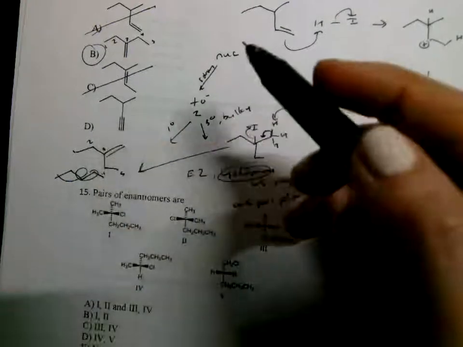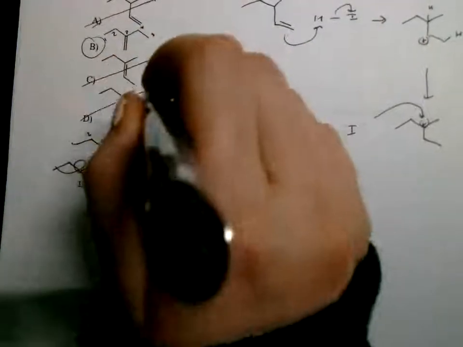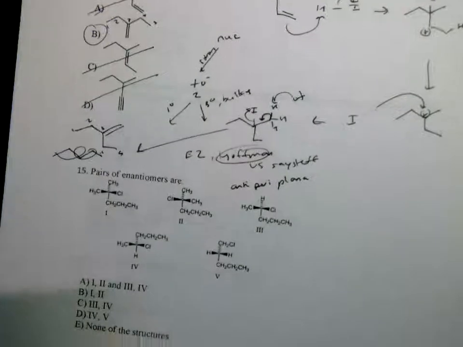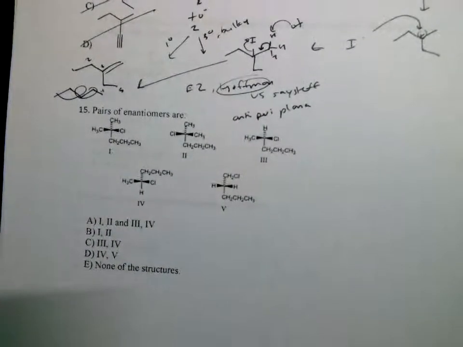And then D, I don't even know how D would happen. You'd need to have 2 eliminations for the alkyne. We don't have that, so. Okay. Let's see. That's how I would solve that question to get to my right answer, answer choice B.